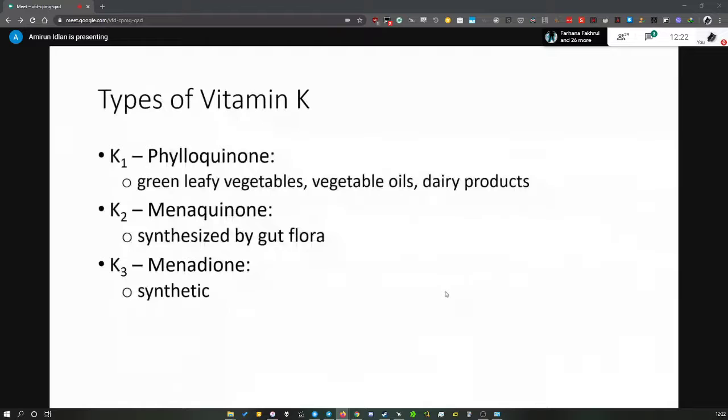So it is basically a deficiency of vitamin K. Before we proceed, we must know the types of vitamin K. We have three types. First is K1, known as phylloquinone. It comes from vegetable products, vegetable oil, and also dairy products. While K2 is menaquinone, which is synthesized by our gut flora, and K3 is menadione, which is synthetic.